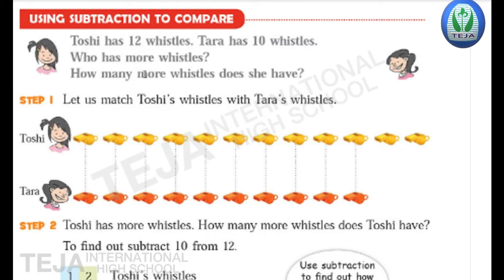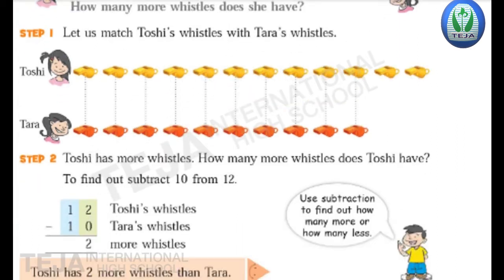Now how many more? Look here. 1, 2, 3, 4, 5, 6, 7, 8, 9 and 10. So up to here both of them are having the same whistles. Now here Tara doesn't have any whistles, whereas Toshi is having extra whistles. How many? 1 and 2. So Toshi has 2 whistles more than Tara.